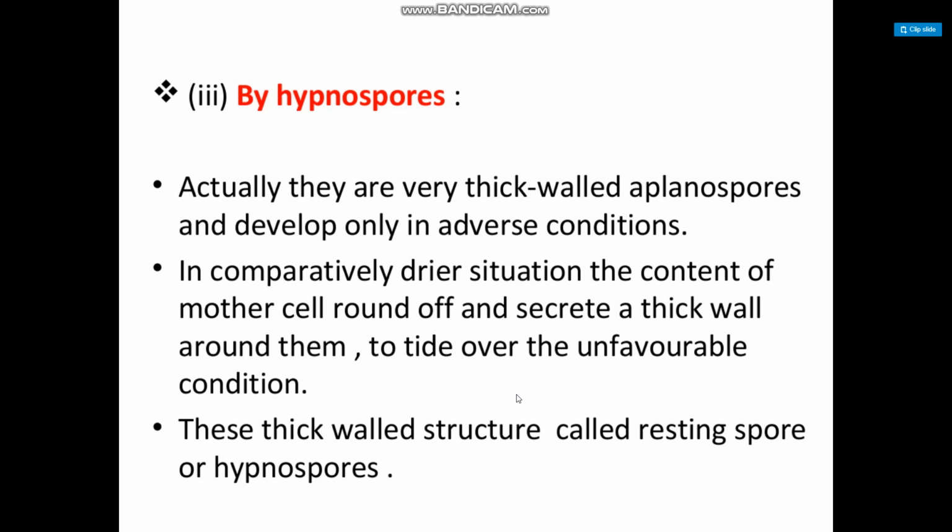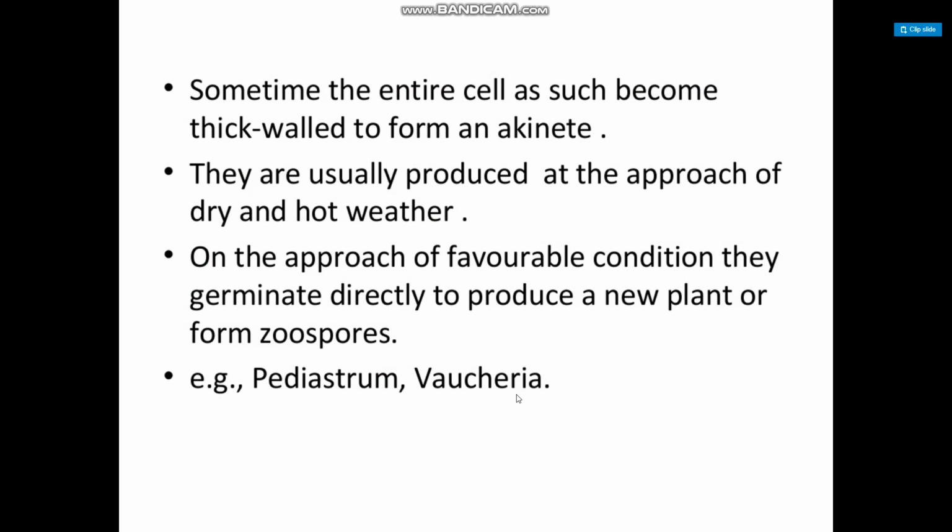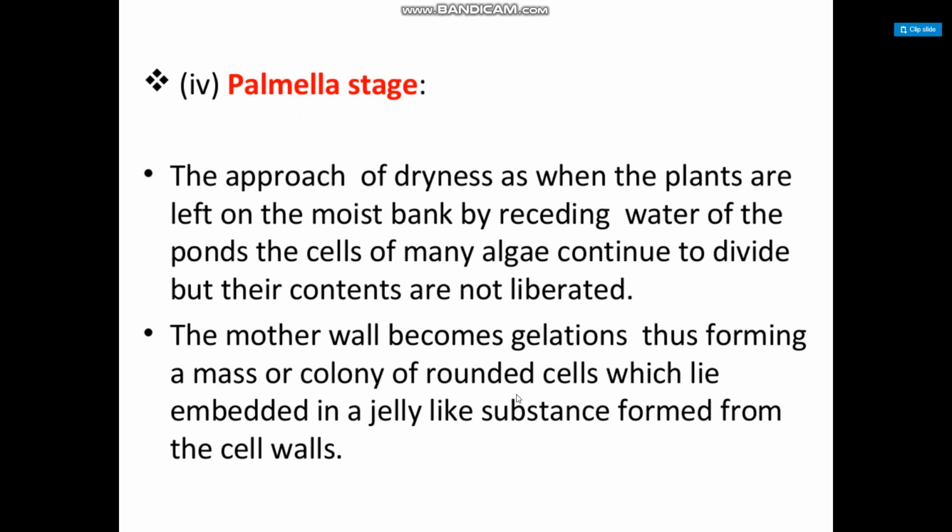In comparatively drier situations, the contents of the mother cell round off and secrete a thick wall around them, so as to tide over the unfavorable conditions. These thick-walled structures are called resting spores or hypnospores. Sometimes the entire cell secretes a thick wall to form an akinete. They are usually produced at the approach of dry and hot weather. On the approach of favorable conditions, they germinate directly to produce a new plant or form zoospores, for example, Pediastrum and Vaucheria.